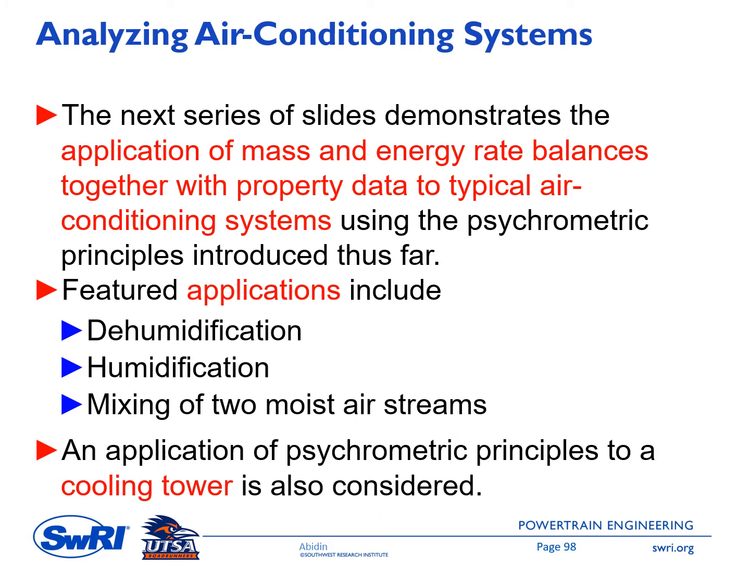Next one is analyzing air conditioning systems. The next series of slides demonstrates the application of mass and energy rate balance together with property data to typical air conditioning systems using the psychrometric principle introduced thus far. So we will have a look at the application on the dehumidification and then humidification, and then mixing of two moist air streams, and the last application we will see is the cooling towers.